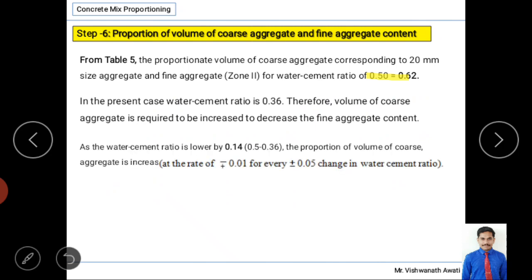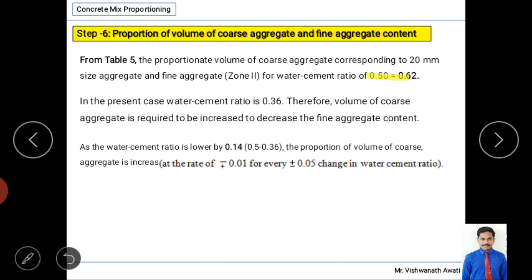As the water cement ratio is lower by 0.14. How did we get 0.14? Because the table is given for 0.5, but in the calculation we got 0.36. Then how much is the change in the water cement ratio? 0.14, correct? It is less, I mean minus 0.14. So in that condition, the proportion of volume of coarse aggregate is increased.